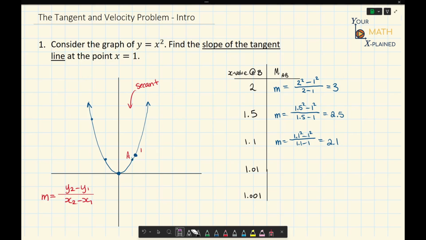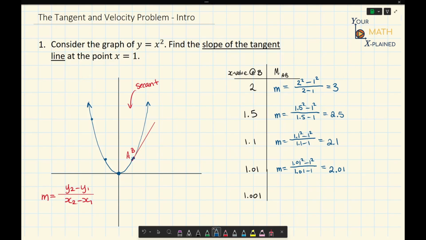But I think we can do even better than that. So why don't we try to go a little bit closer? We're going to now go to 1.01. So now point B is almost overlapping point A, but they're still different points. Now if I connect those 2 dots, this is going to be the secant line. And now our slope is equal to 1.01 squared minus 1 squared over 1.01 minus 1. And this is going to give us a slope of 2.01.